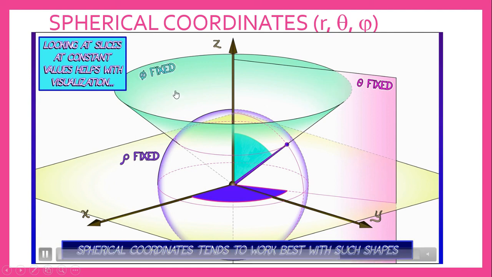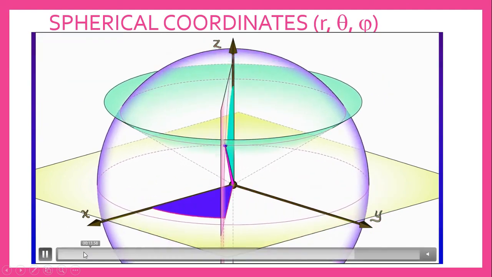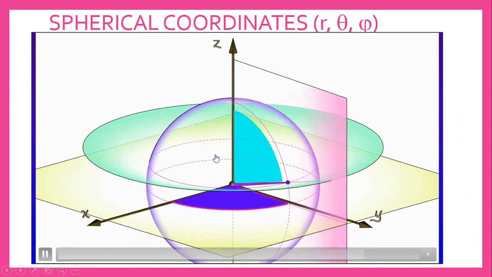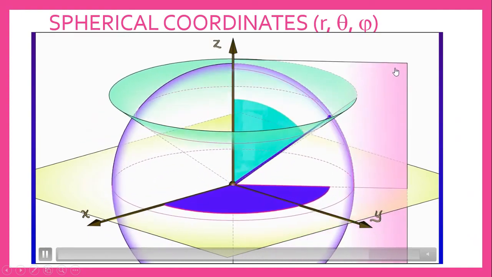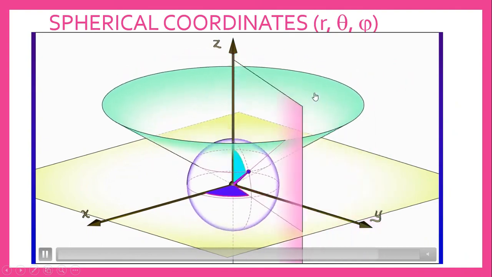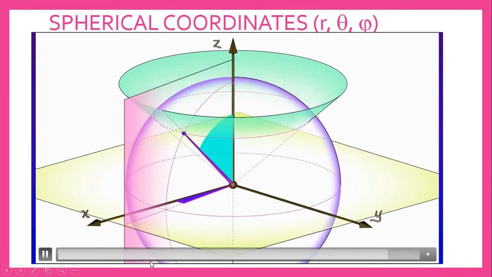For this, phi is fixed and here theta is fixed. Now you can see the image very well. See how the cone is varied, the sphere, sector variation. You can see the sector variation, cone variation, as well as the radius variation. You can see here.